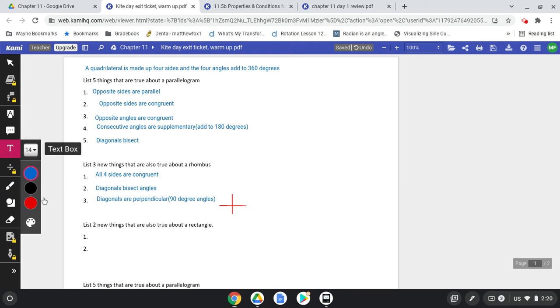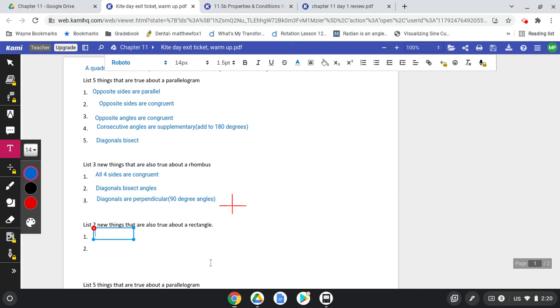Now, our final one we're talking about today, rectangle. So all of the things in these top 2 or these top 6 are also true about a rectangle. And a rectangle is when we will have diagonals that are congruent. And then you also know on a rectangle that all 4 angles are right angles. If you forget what that means, put in parentheses 90 degrees.